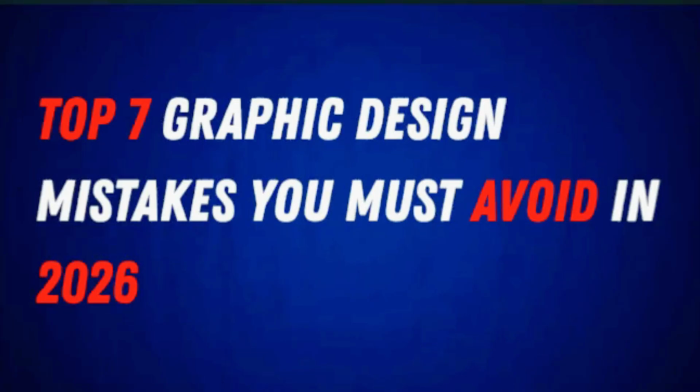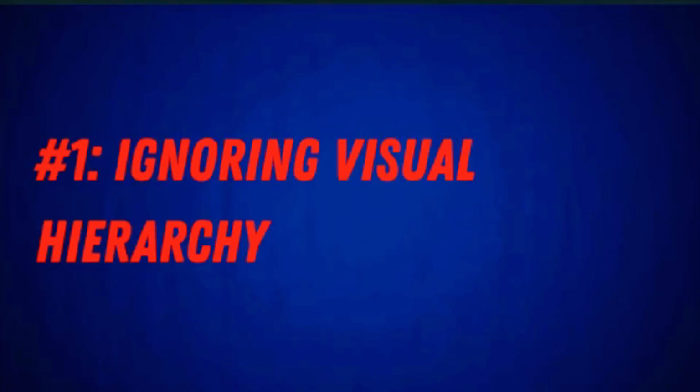So, first point is ignoring visual hierarchy. First mistake, no visual hierarchy. Many beginners make everything the same size, same color, same importance, and as a result the viewer does not know where to look. Visual hierarchy means guiding the viewer's eye step by step. First, they see your headline, then the subtext, then the call to action. So, how to fix it? Use different font sizes, bold text, contrast color, and positioning to control attention.